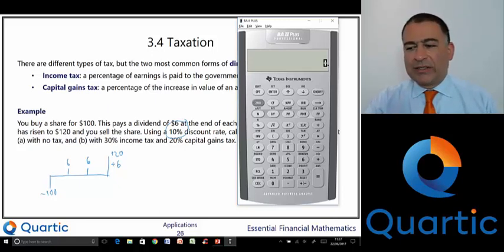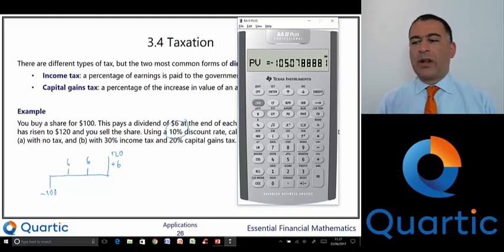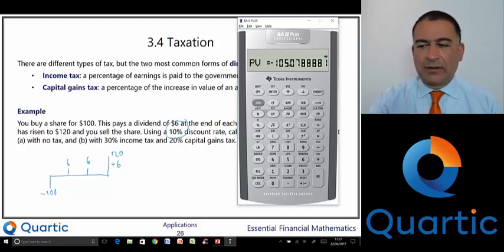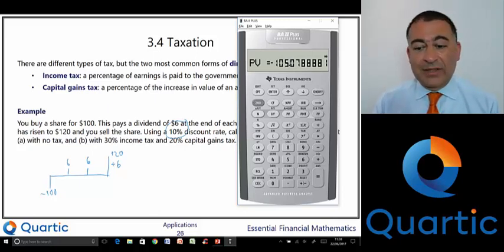I'm going to do the bond keys and say N is 3, I/Y is 10, payment is 6, FV is 120, and therefore compute present value gives 105.08. So the benefits of this investment are 105.08. If we want to work out the appropriate value, it's 105.08 if there's no tax.